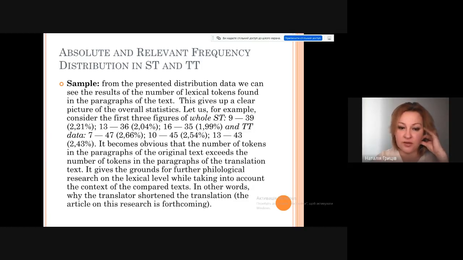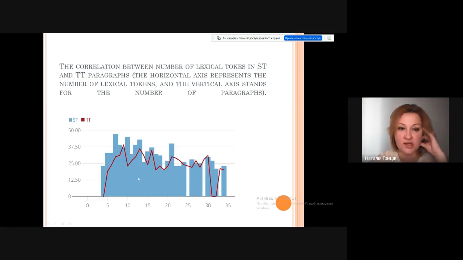It gives the grounds for further philological research on the lexical level while taking into account the context of the compared text. In other words, why the translator shortened the translation? And the article of the three co-authors on this research is forthcoming, and I hope will be of interest to you. Thus, we have the visualization of the correlation between the number of lexical tokens in the source and target text paragraphs. The horizontal axis represents the number of lexical tokens, and the vertical axis stands for the number of paragraphs.